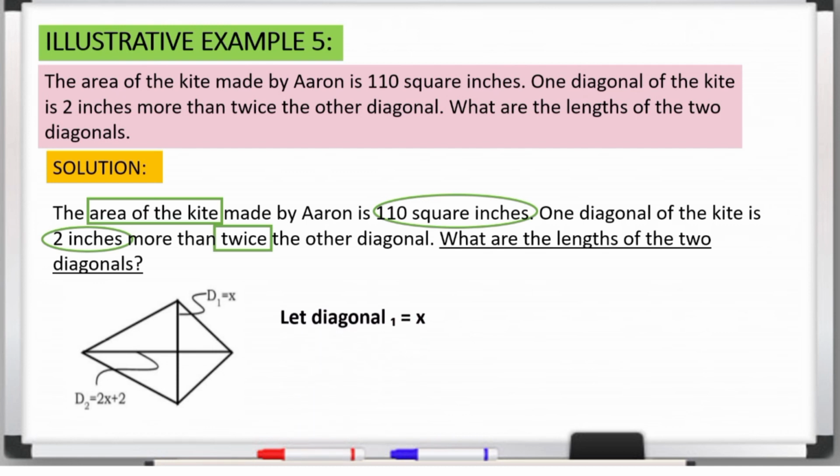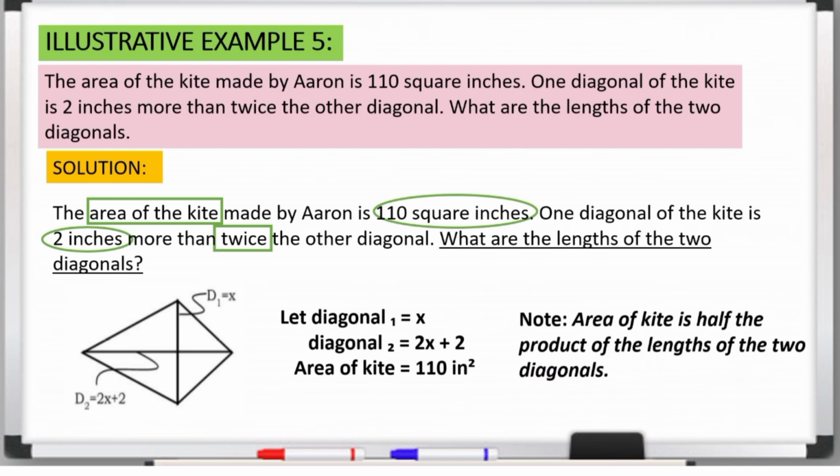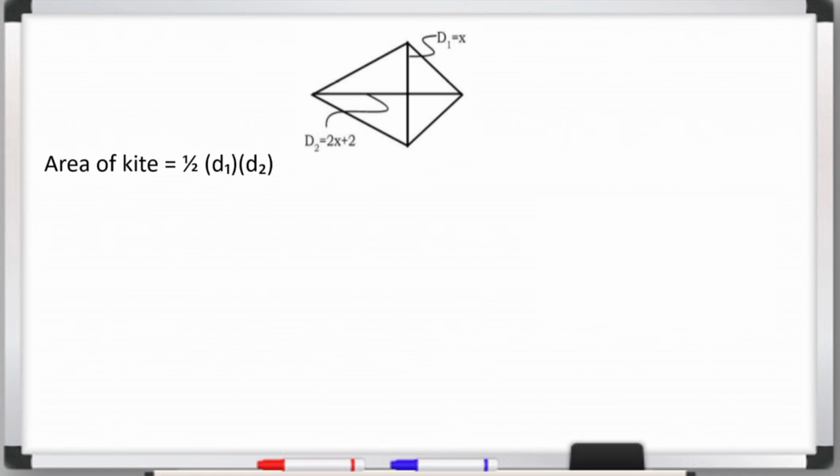So in a kite, let diagonal 1 equal x, then diagonal 2 equals 2x plus 2. The area of a kite equals 110 square inches. Note, the area of a kite is half the product of the lengths of the two diagonals. The area of a kite equals 1/2 diagonal 1 times diagonal 2. So 110 equals 1/2, diagonal 1 is x, diagonal 2 is 2x plus 2.